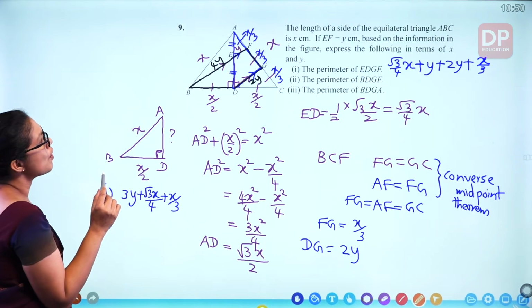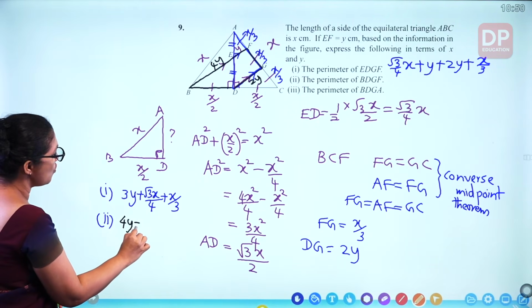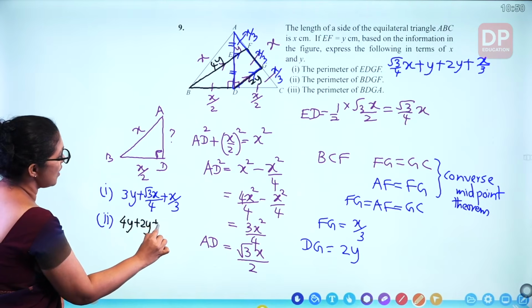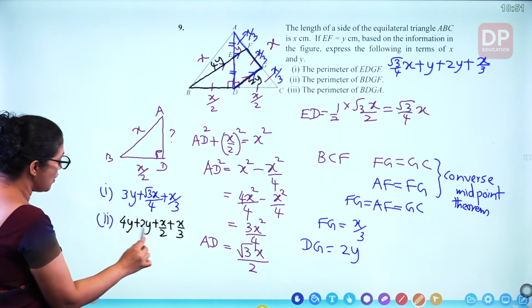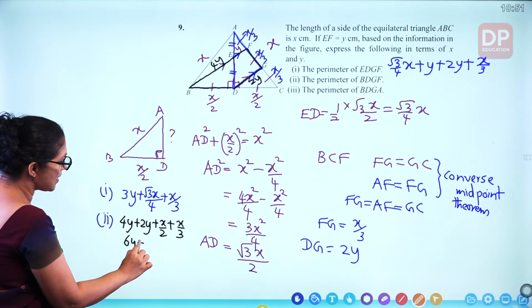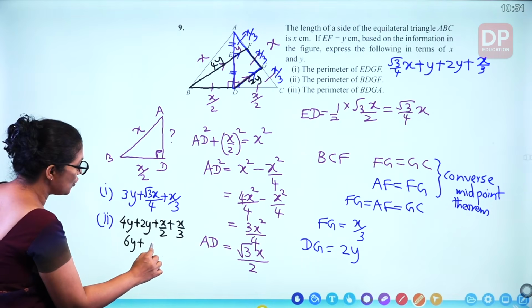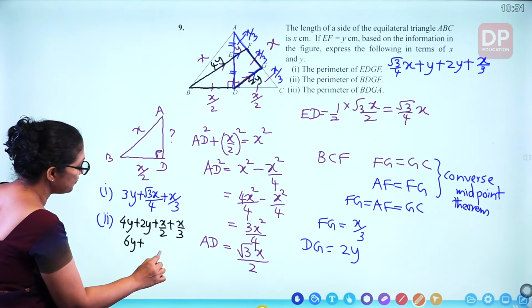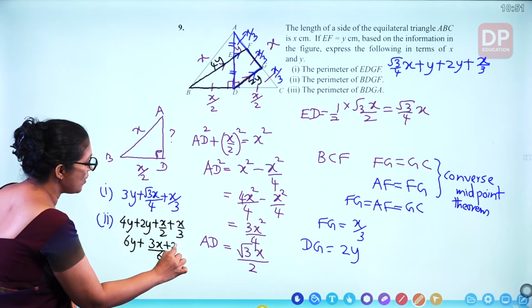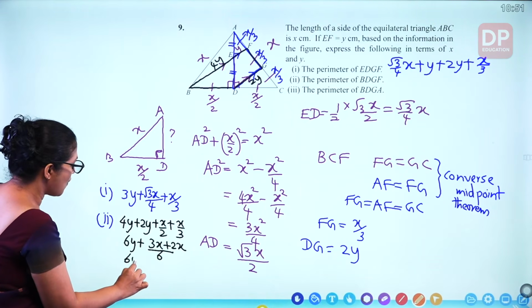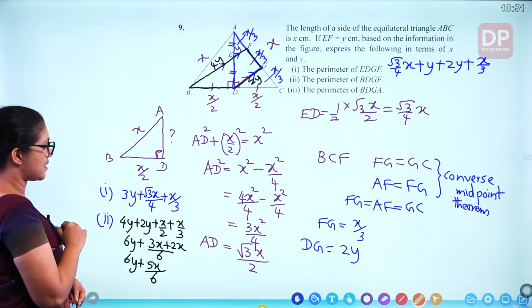So, what's the answer for the second part? 4y plus 2y plus x over 2 plus x over 3. So when you add, you get 6y plus, here the common denominator is 6. So you can convert to 6. This is 3x, 3 times 2, and this is 2x. So you get 6y plus 5x over 6.